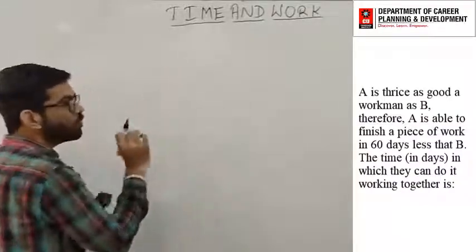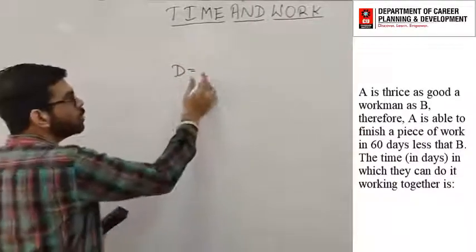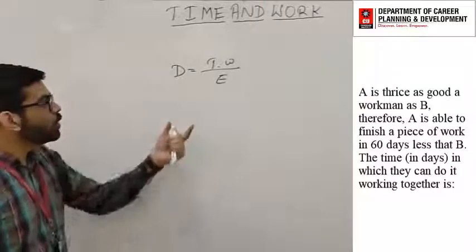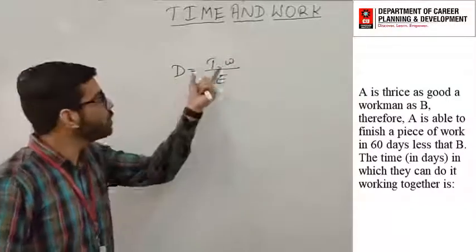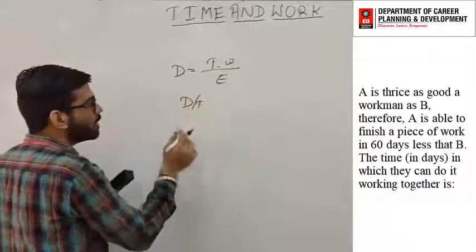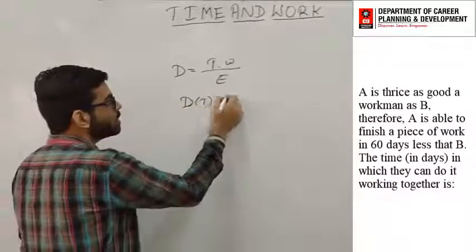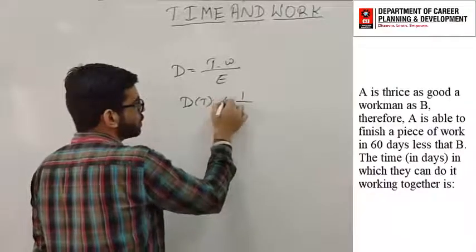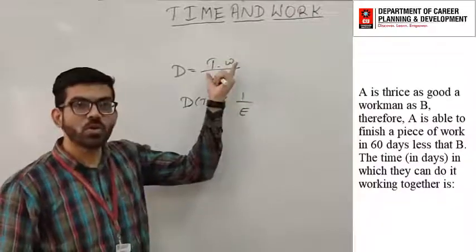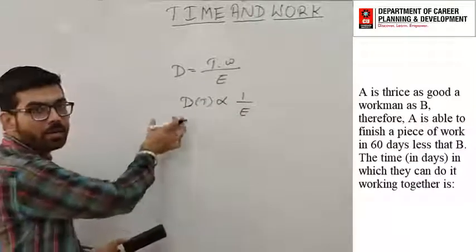As per the formula, I am writing in short that the total time taken is equal to total work divided by efficiency. If total work is taken as a constant unit, then the time taken, T, is inversely related to efficiency. So from here you can say that efficiency is inversely related to the total time taken by the persons.